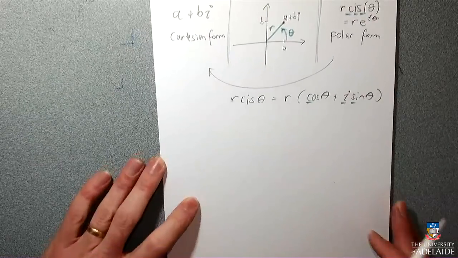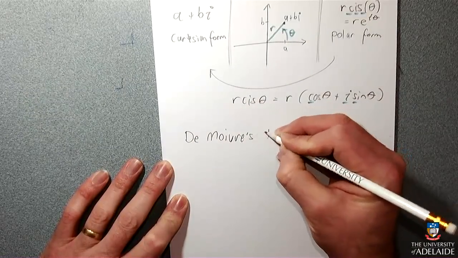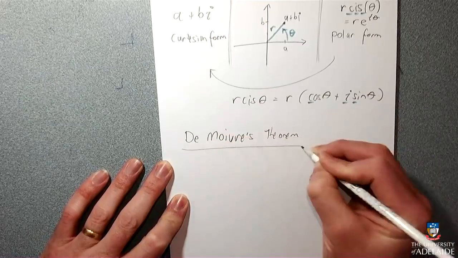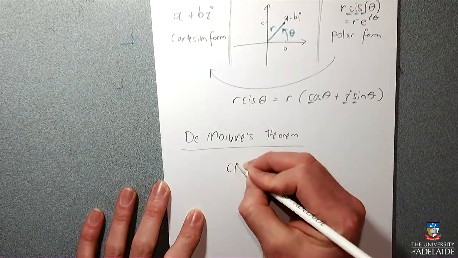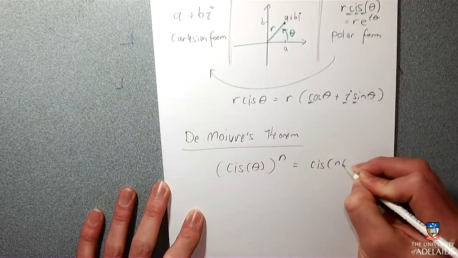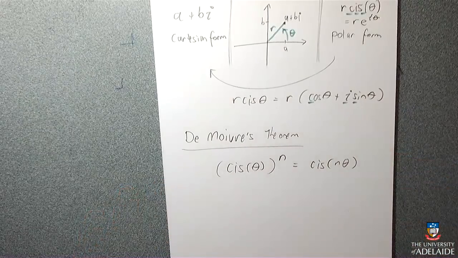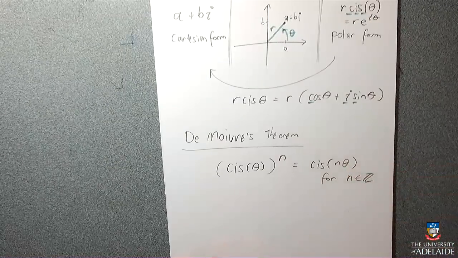So let me talk about de Moivre's theorem now. I don't know how your lecturer defines de Moivre's theorem, but this is how I define it. Cis theta to the n is cis of n theta. Technically, I think it only applies if n is an integer. Okay? So that's how powers work.